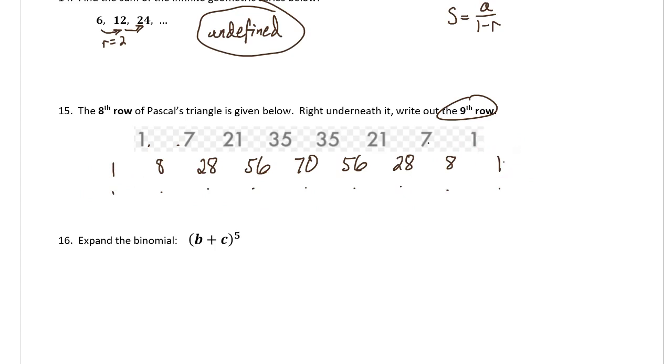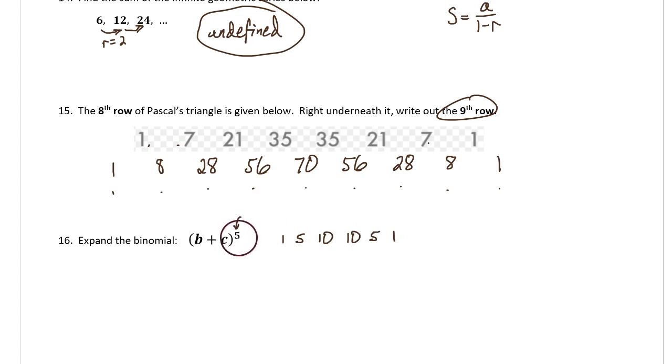Now, number 16, expand the binomial. It goes to the 5th power, so we need to choose the correct numbers from Pascal's triangle. From our note page, those numbers are 1, 5, 10, 10, 5, and 1. This has 6 numbers in it, and it's from the 6th row of Pascal's triangle.